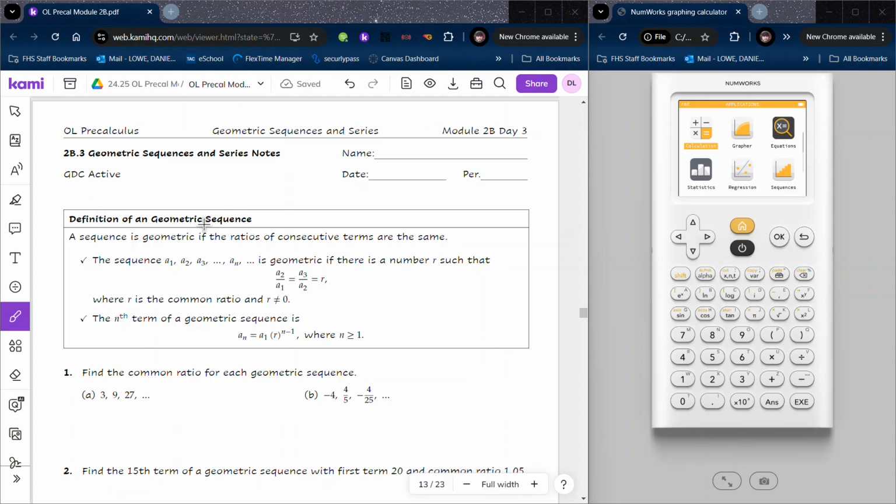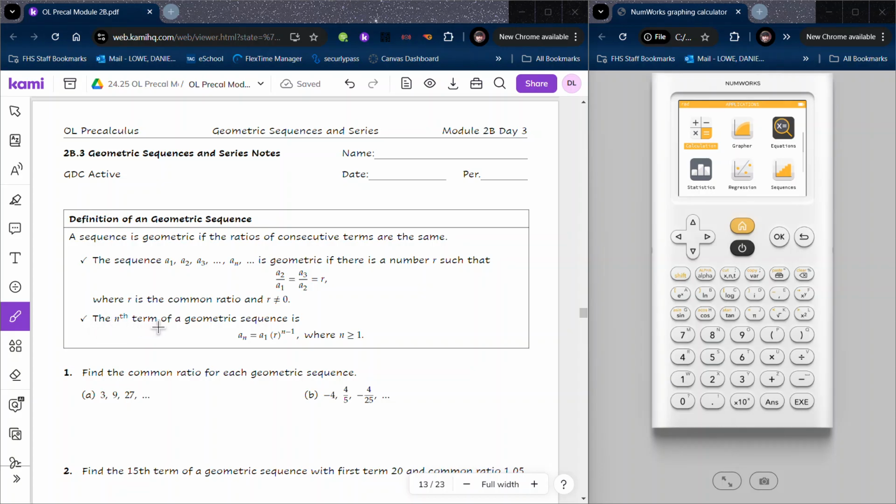So a geometric sequence is nothing more than a sequence that has a common ratio between consecutive terms. So if I have a sequence a sub 1, a sub 2, a sub 3, all the way to a sub n and going on infinitely, that sequence is considered geometric if there's a number r such that the ratio of two consecutive terms in the sequence is constant, right? And we call r the common ratio, and r can't be 0.